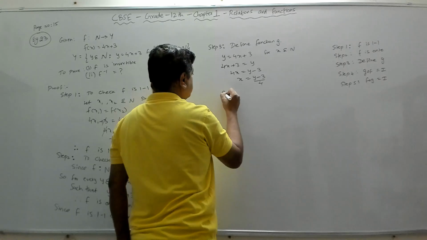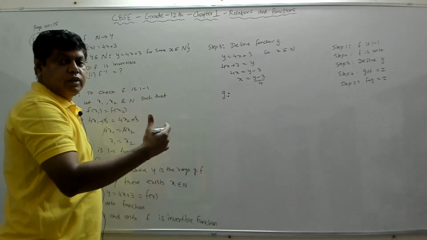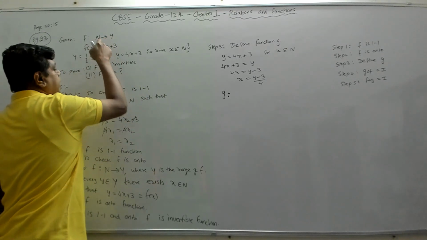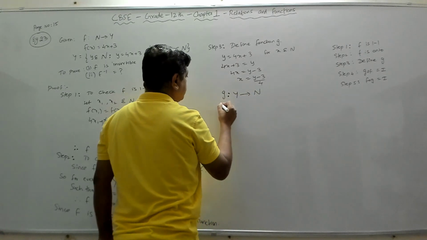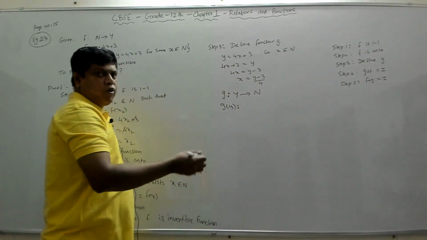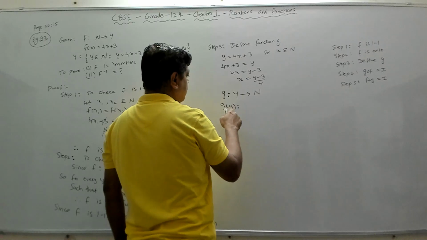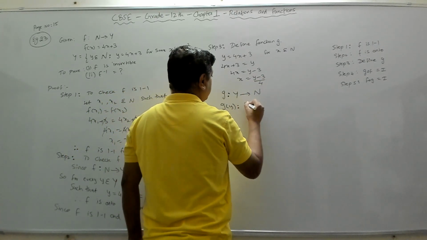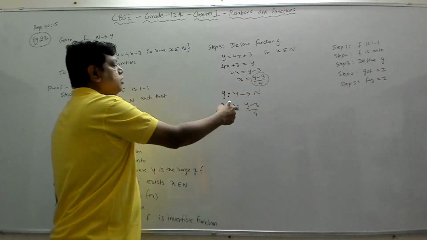So g is defined as the function which will prove that g is the inverse of f. g will be a function from the reverse set, Y, to N, and we'll define it as g of y. Generally we'll define it as g of y, because every element in Y we are calling small y. g of y is defined as (y minus 3) by 4. So you should take this as the definition of g of y.